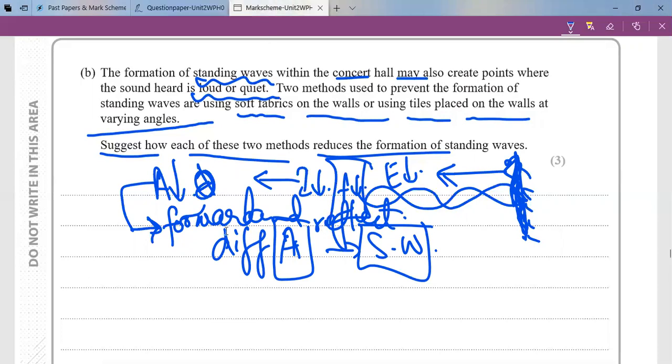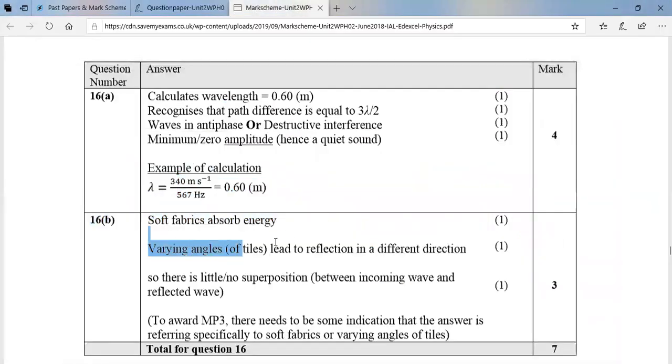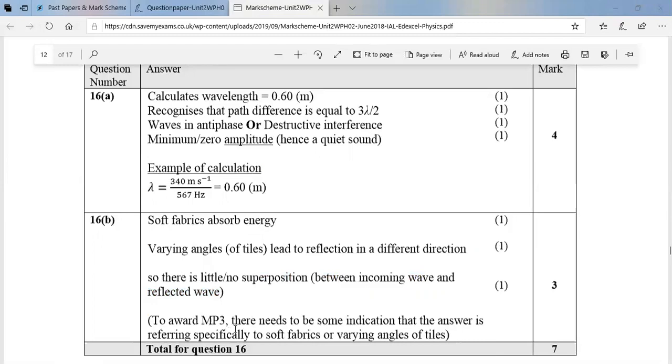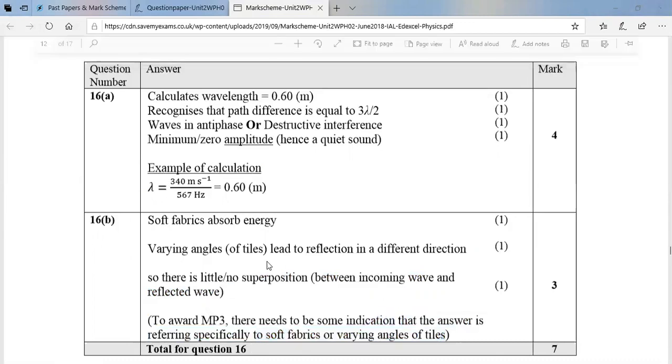Verify it. Absorbs energy. Varying angles leads to reflection in a different direction. Oh, varying angles. Okay, we missed out this point as well. You need to learn this. Then there is little superposition in between them. To avoid losing the mark, there needs to be some indication that the answer is referring specifically to soft fabrics or varying angles of tiles. Okay, so little superposition and so on.